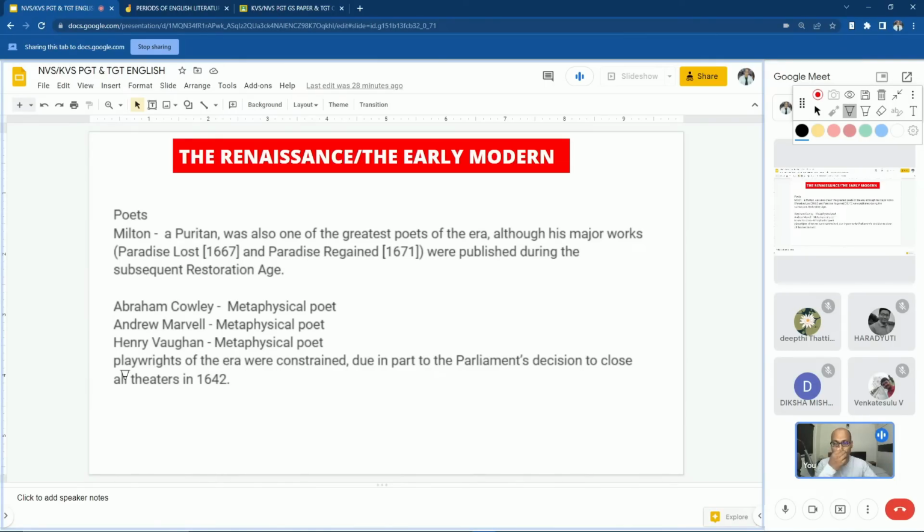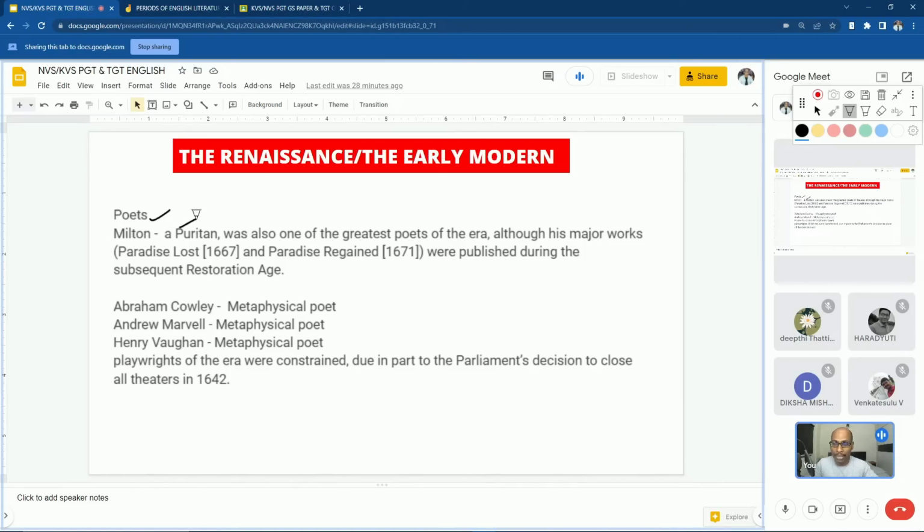1644. And then we will discuss a few things and then we'll close the class. Poets were active during the Puritan Interregnum or the Commonwealth period. Commonwealth means the wealth is shared among the common people, or there was a group of people who wanted to rule the country in a democratic manner. So the important poets during that age are Milton.